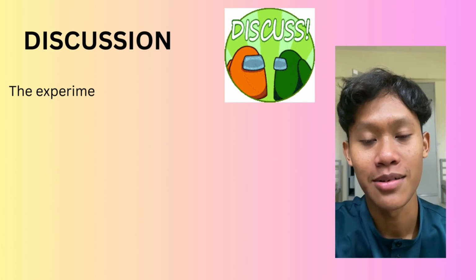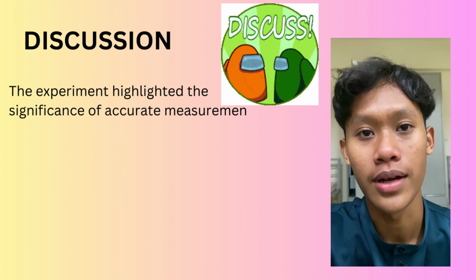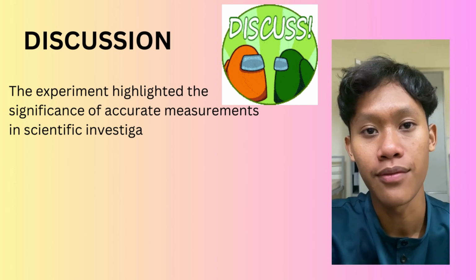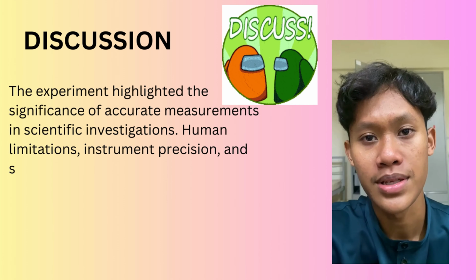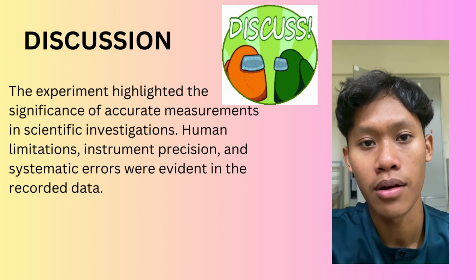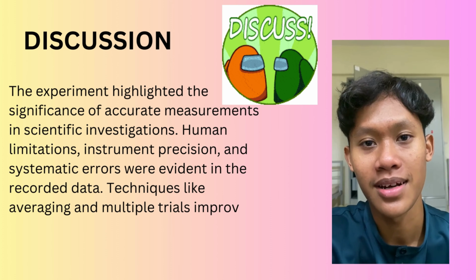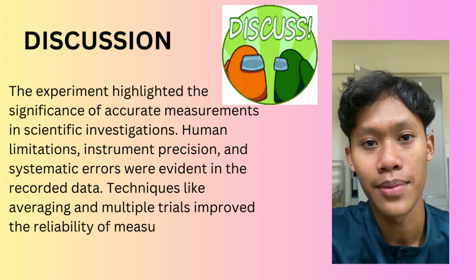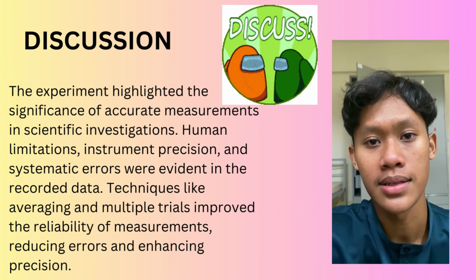So the discussion about the experiment: the experiment highlights the significance of accurate measurement in scientific investigation. Human limitation, instrument precision, and systematic errors were evident in the recorded data. Techniques like averaging and multiple trials improve the reliability of measurement, reducing error and enhancing precision.